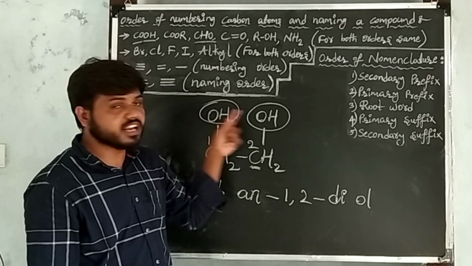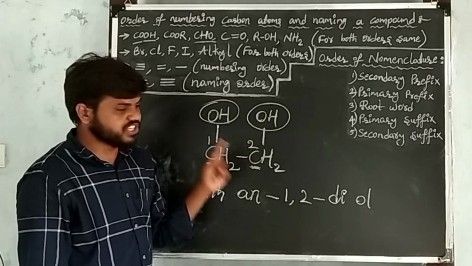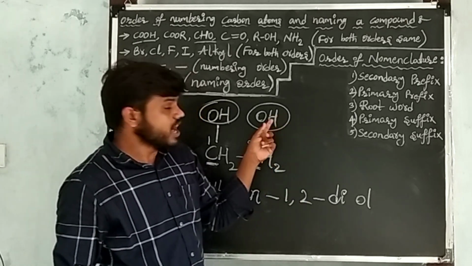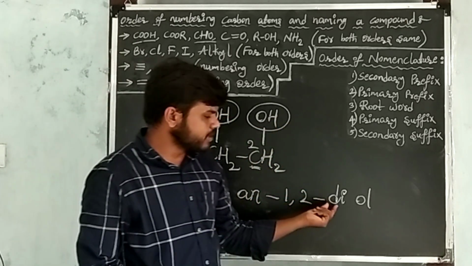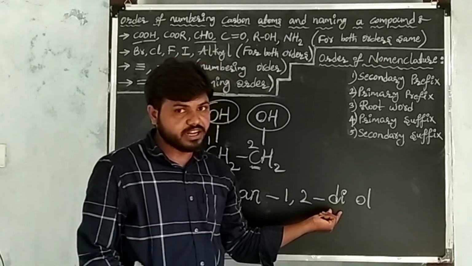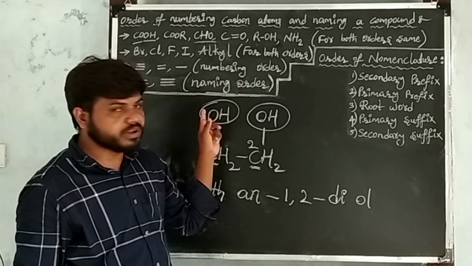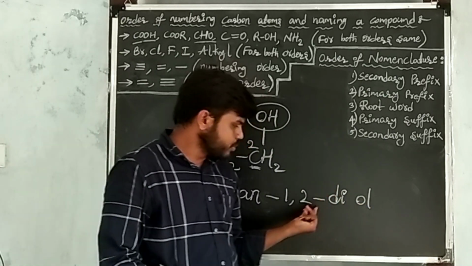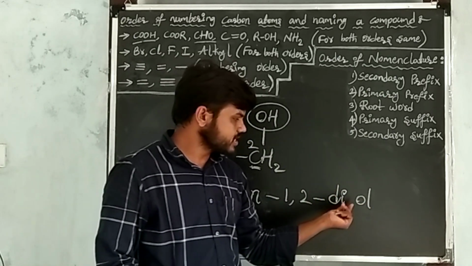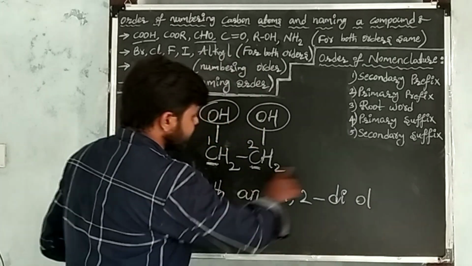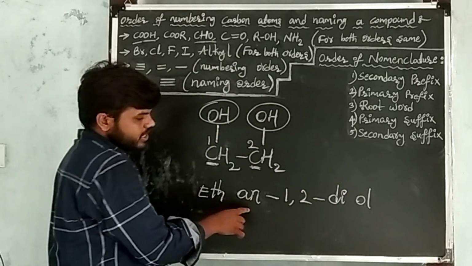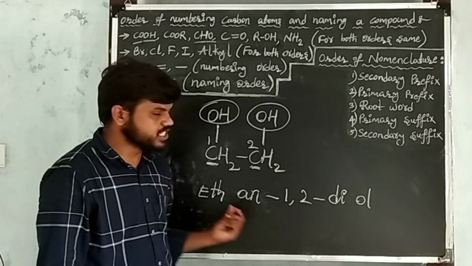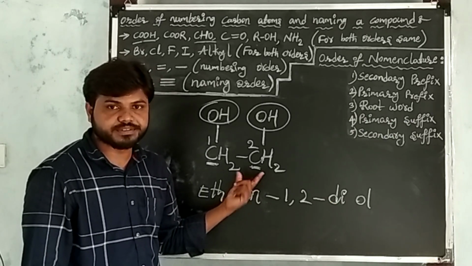Secondary suffix is there, alcohol is there. First write the position of each alcohol, that is first carbon, second carbon. Alcohol is repeating 2 times, so write the numerical prefix for 2 times, that is di. After the numerical prefix, write the suffix of alcohol, that is ol. First positions, then the numerical prefix and suffix. This is our required IUPAC name, that is ethane-1,2-diol. Ethane-1,2-diol is the IUPAC name of the given carbon compound.